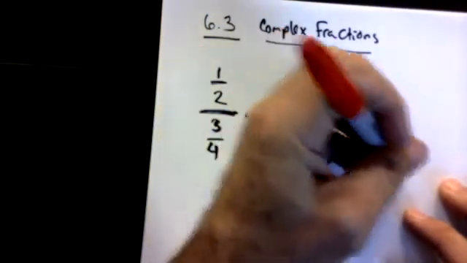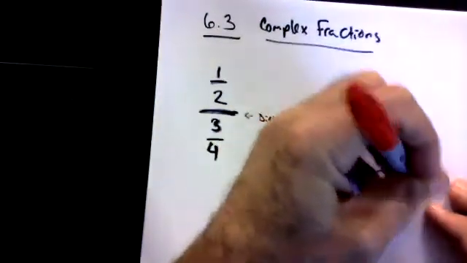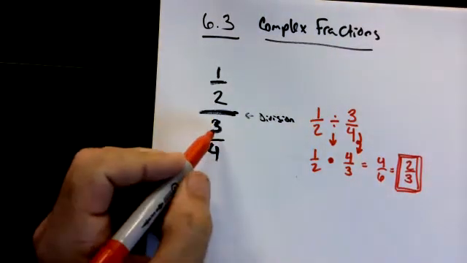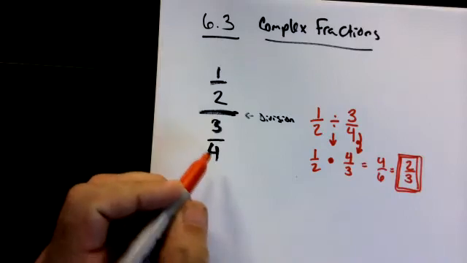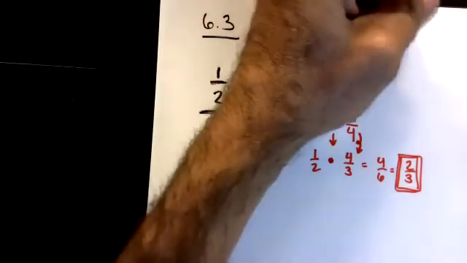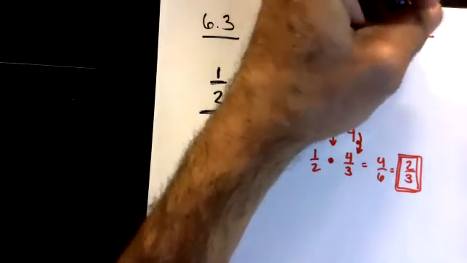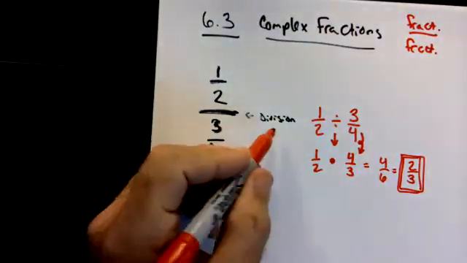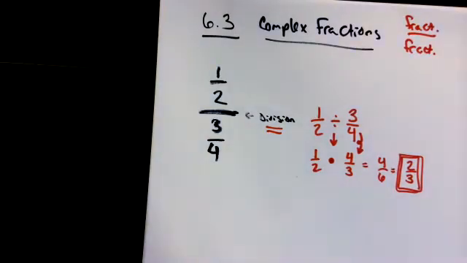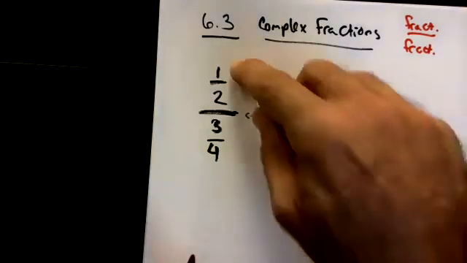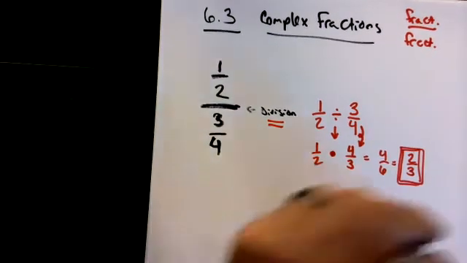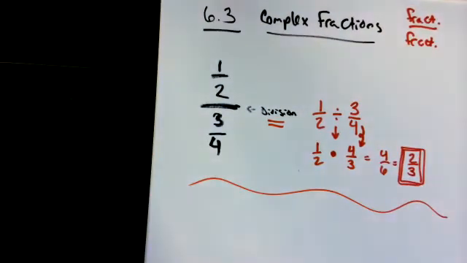1 times 4 is 4. 2 times 3 is 6. Reduce that to 2/3. That is one way to look at a complex fraction. So again, a complex fraction is just a fraction over another fraction. And one way to look at that is that it's a division problem. And again, if you're dealing with simple fractions, that's probably the easier way to go about it. Not the only way.